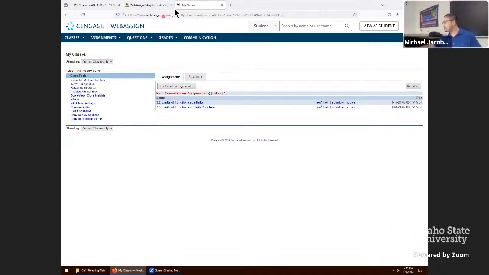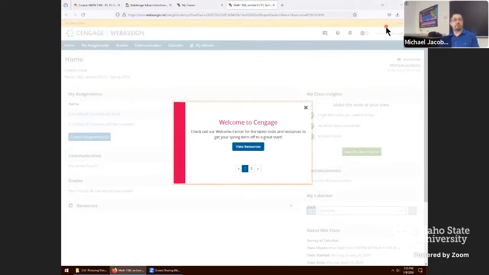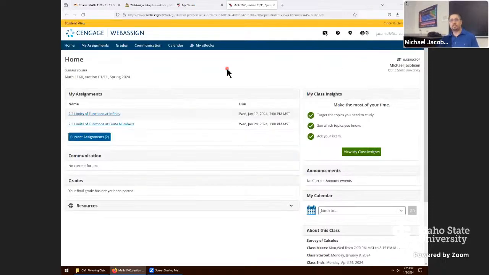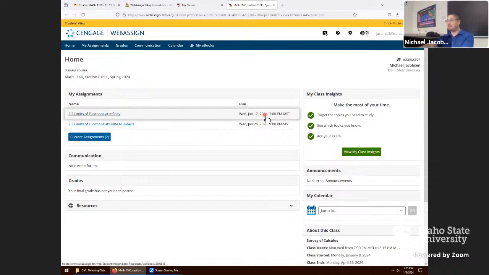So here's what WebAssign looks like as soon as I click on this. Once you've registered for WebAssign and clicked on this specific course, you are taken right to this page, and this is pretty much where everything happens. Right here on My Assignments is the homework itself, organized by due dates. The first one is due on January 17th for section 2.2.